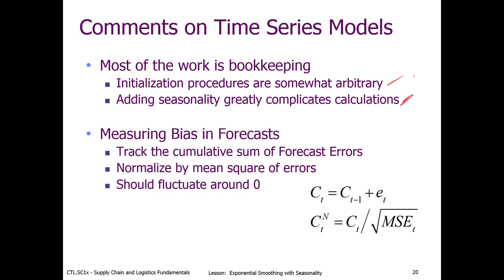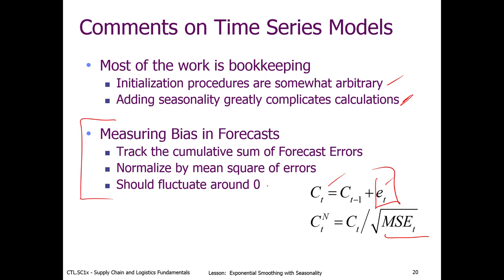One thing you should always look to do is measure your ongoing bias in your forecasts. So a way to do this is just to keep a running cumulative sum of your errors. So you just keep summing up in here. I have that C sub t is equal to C sub t minus 1, the last period's, plus the new error term. And I can normalize this by dividing by the square root of the mean square error that I just estimated. And what that does, that gives me a more normalized number.